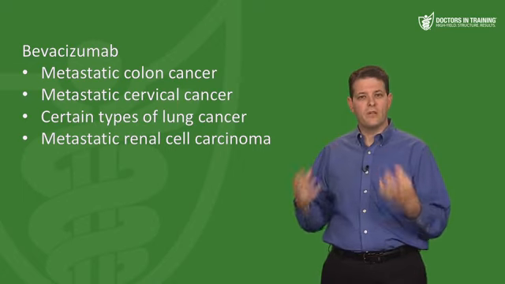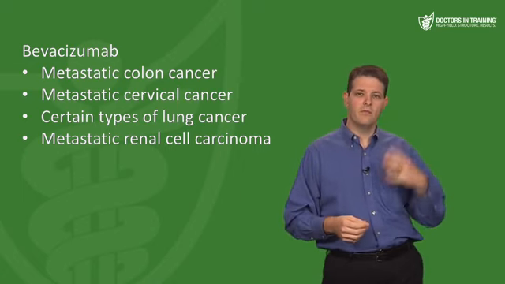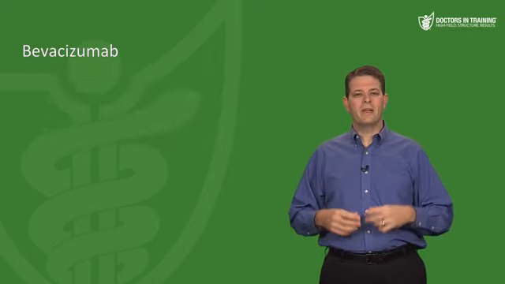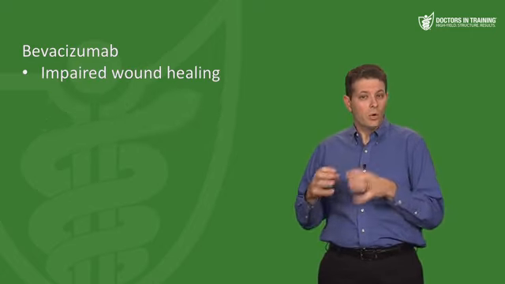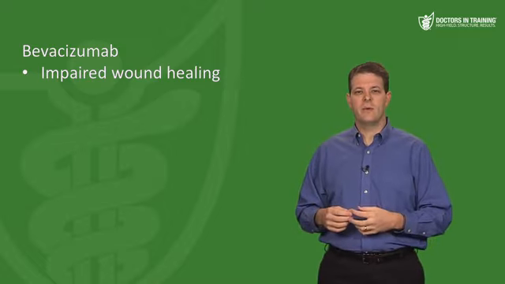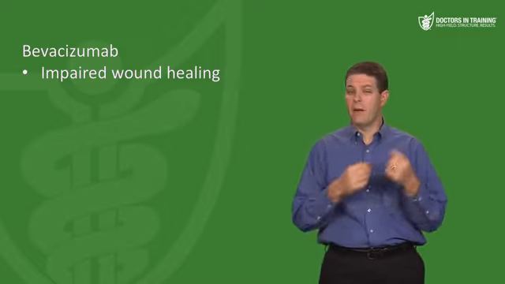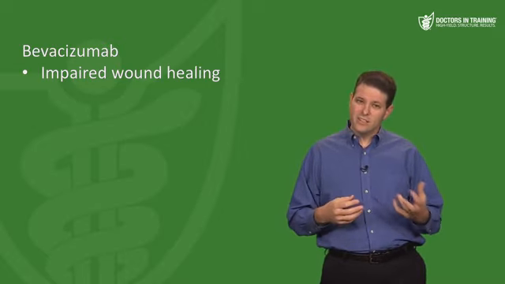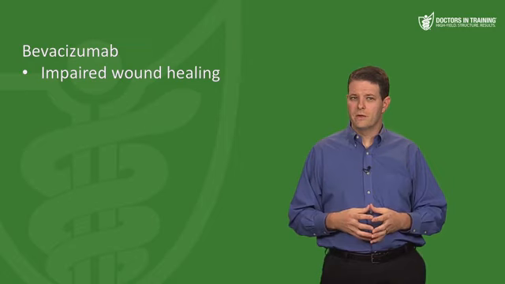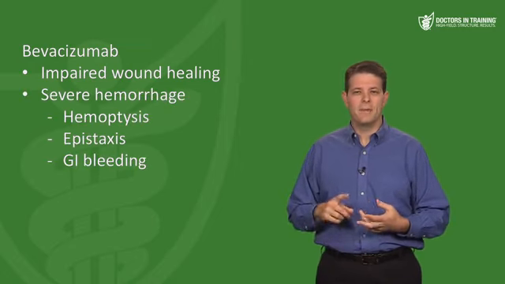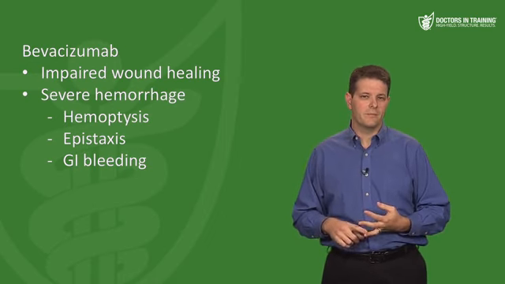But all these are solid tumors as opposed to the leukemias and lymphomas that we've just been talking about. Now, for the side effects, you have to worry about impaired wound healing because healing wounds use VEGF to grow new vessels too. So you don't want to give bevacizumab to a post-op patient or a patient who's about to have surgery. But advanced metastatic cancer isn't usually treated surgically. And it can also cause severe hemorrhage, especially hemoptysis, epistaxis, and GI bleeding.